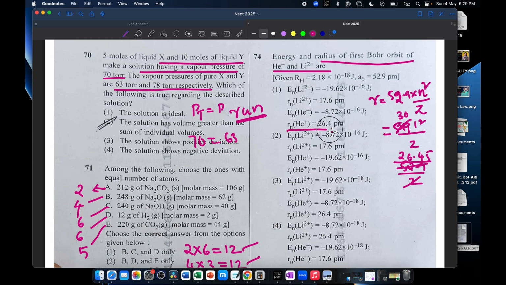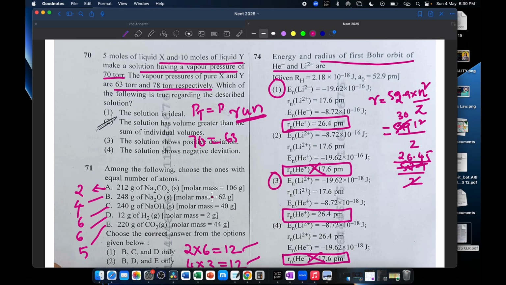Radius 26.4 is visible here, right? Helium radius 17 is visible here. No need to calculate energy, so here also it is 26.4. This could be our answer. Energy also needs to be checked. So here it is 17, so this cannot be our answer. So our answer should be this one or this one.